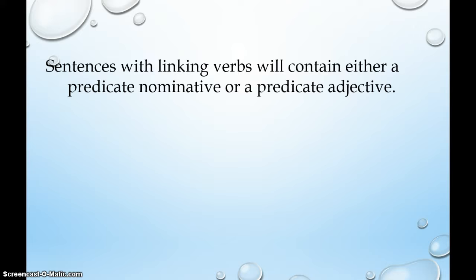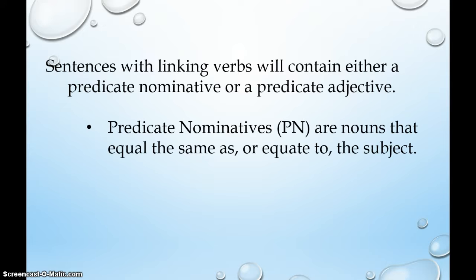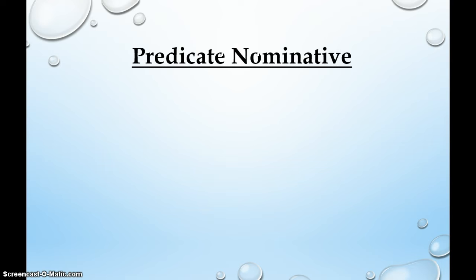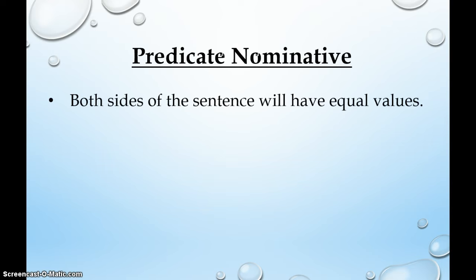Sentences with linking verbs will contain either a predicate nominative or a predicate adjective. Now, a predicate nominative, or a PN, is a noun that equals the same as or equal to the subject. Let's step aside for a moment and look at predicate nominatives further. With a predicate nominative, you will see that both sides of the sentence will have equal values.